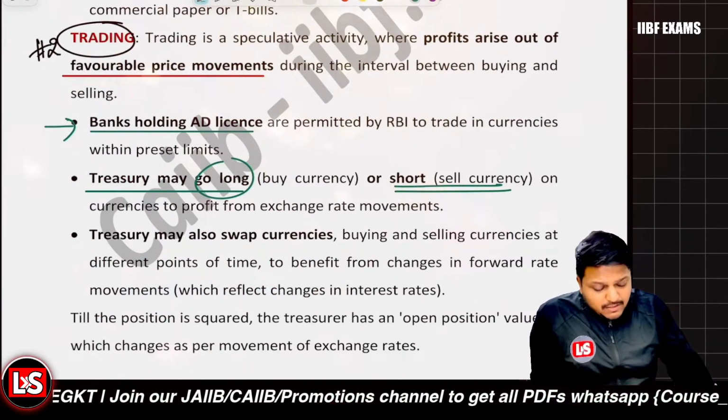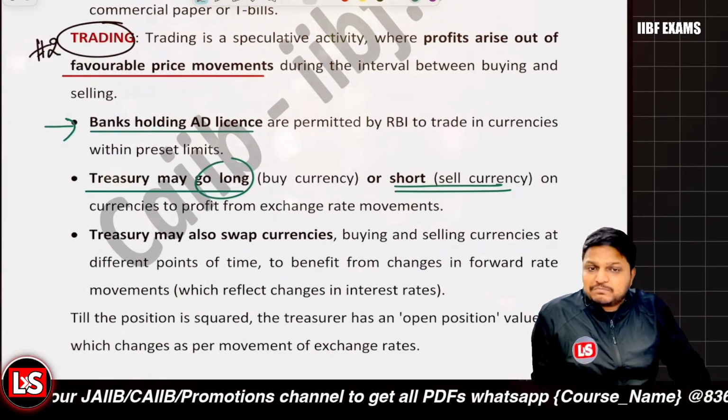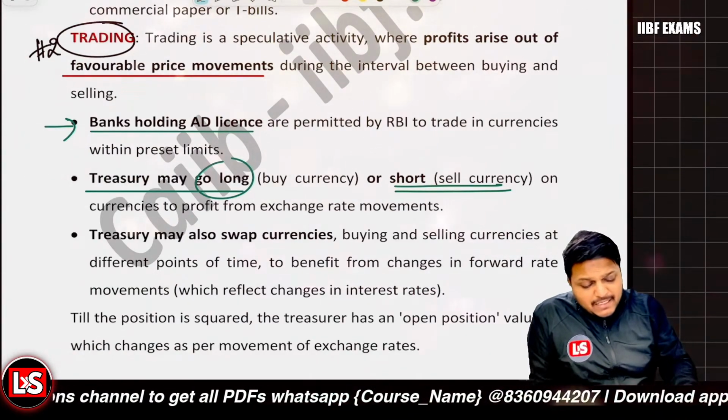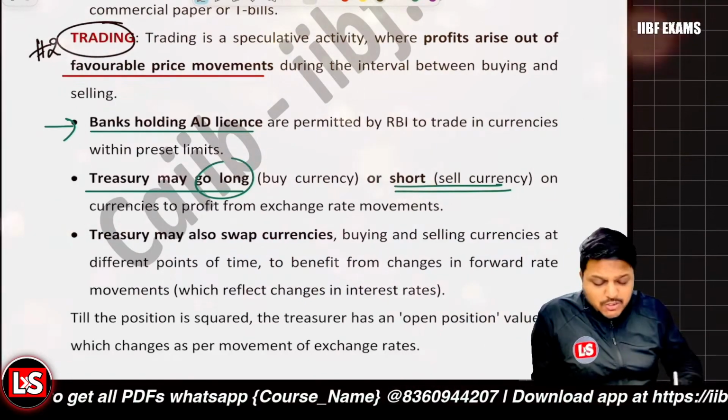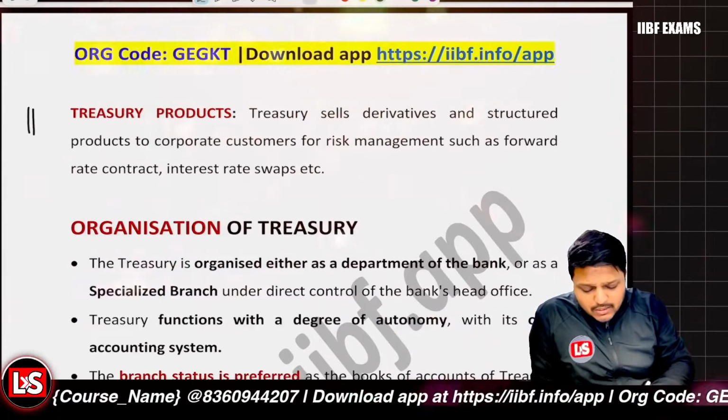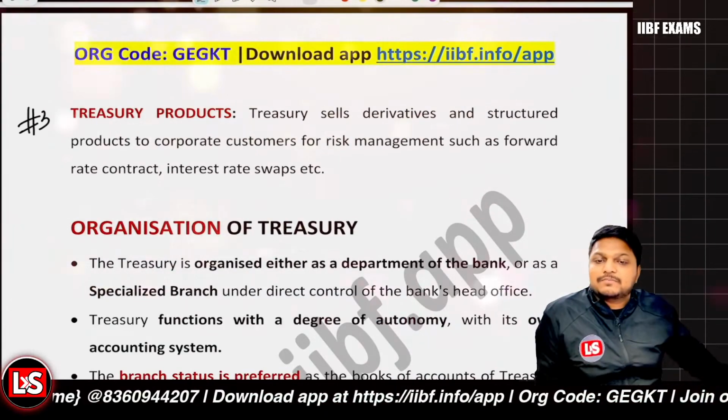So the banks can be having the open position so as to make the profit. So speculation can also be a part. The bank can also be having the proprietary positions, in which case that is said to be trading. The third one is about the treasury products.